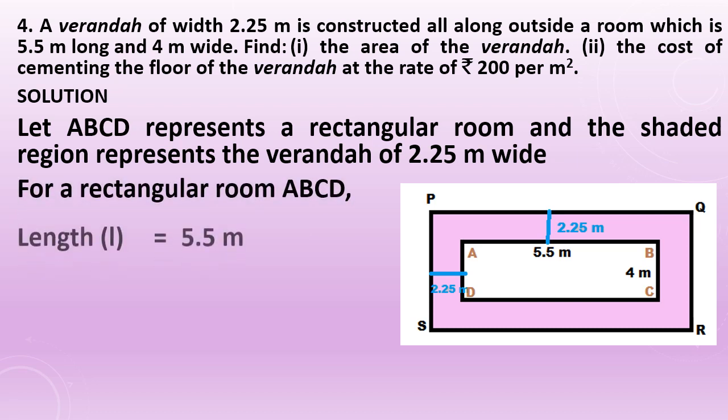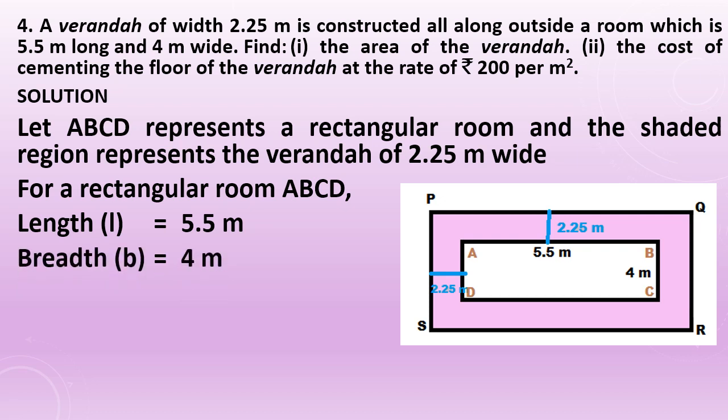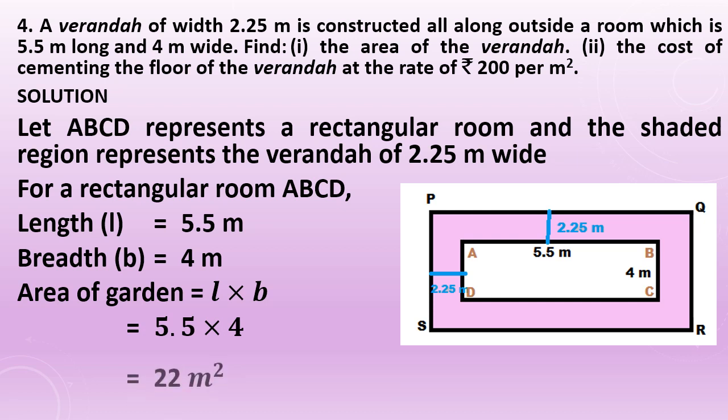So for the rectangular room ABCD, length equals 5.5 meter, breadth equals 4 meter. Next, what do we have to find? Yes, area. What is the formula for the area of a rectangle? L into B. Then substitute the values and find the answer. So we get 5.5 into 4 gives 22 meters square. Next, we have to find the area of rectangle PQRS.